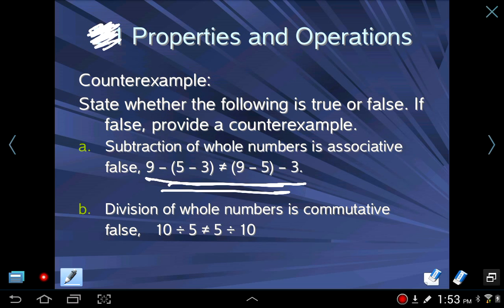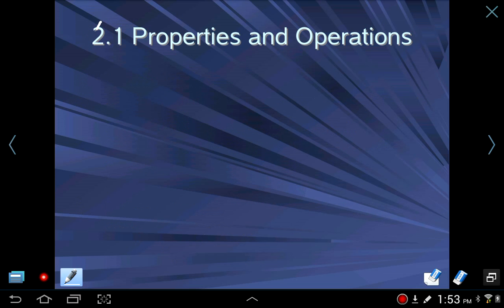Division of whole numbers is commutative. Again, my answer is false, and here's my counterexample. 10 divided by 5 does not equal 5 divided by 10. Okay, that is 2, that is 1/2. Not the same answer. Okay, I'm going to go on to the next slide. All right, in our next slide, let me cross out to 2.1.